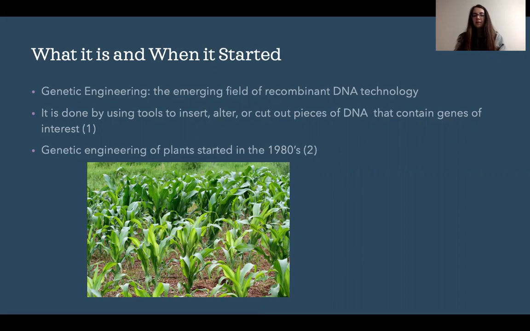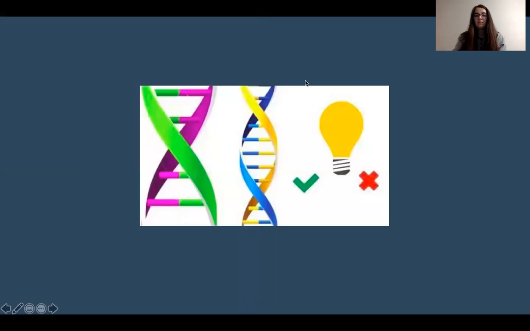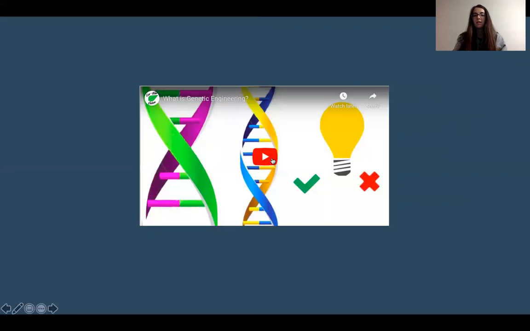Genetic engineering of plants started in the 1980s, and there's been a greater understanding of DNA within the last 50 years, which has allowed for genetic engineering to develop very rapidly. Here's a video that just explains what genetic engineering is a little bit better.